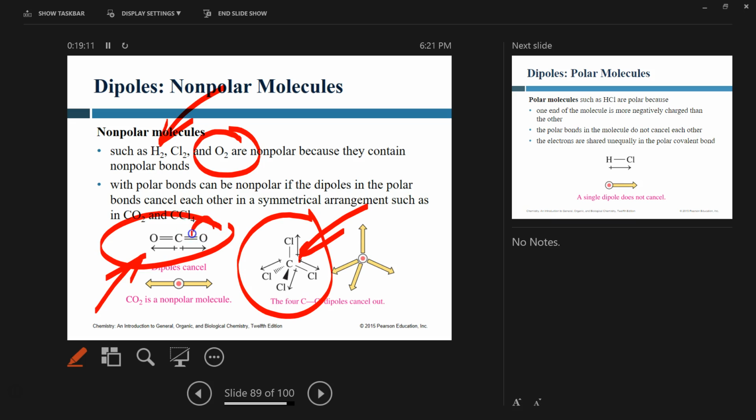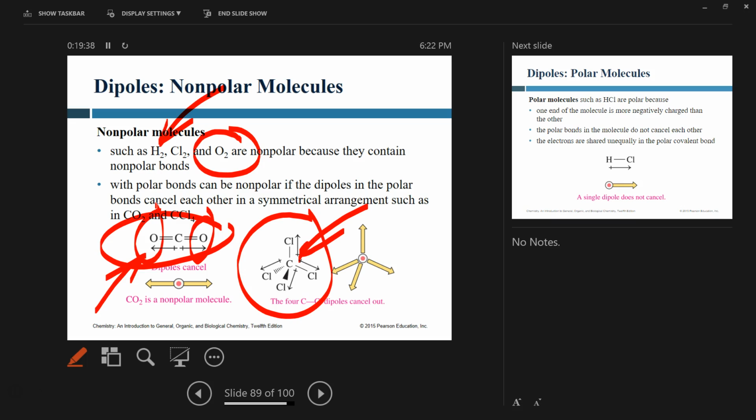Oxygen. So what's going to be the charge on oxygen? Partially negative. And charge on carbon? Partially positive. But if you figure out the shape of this molecule, and we just did, CO2 is a linear molecule. Does that make sense?